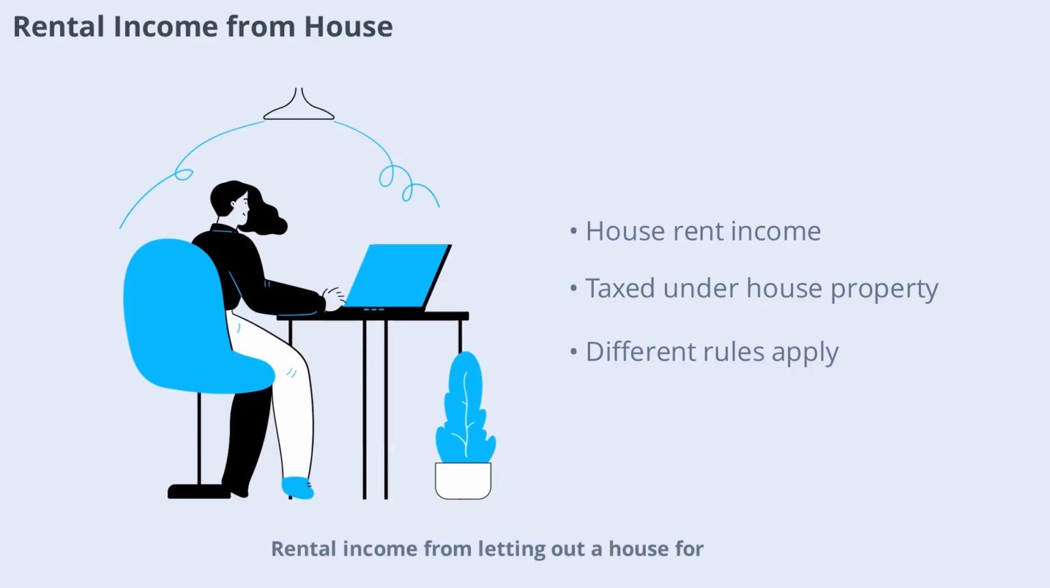Rental income from letting out a house for accommodation is taxed under income from house property, not other sources. It's important to distinguish between the two as the rules and deductions differ.